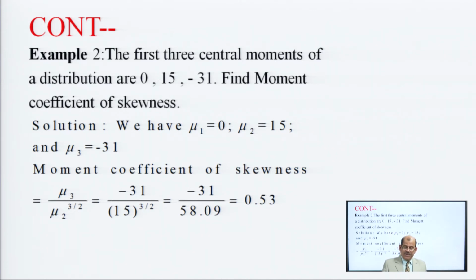and the moment coefficient of skewness is equal to mu 3 divided by mu 2 raised to the power 3 by 2, which is minus 31 divided by 15 raised to the power 3 by 2. We have minus 31 divided by 58.09, which is equal to minus 0.53, meaning the moment coefficient of skewness is minus 0.53, meaning negative skewness.